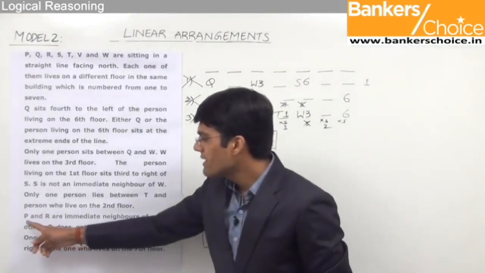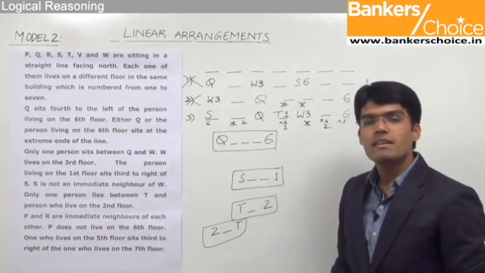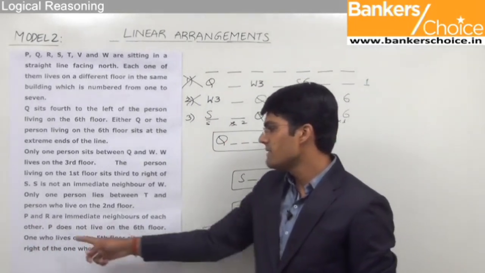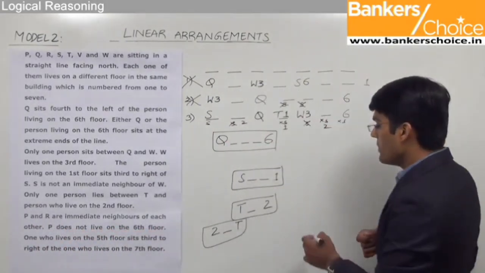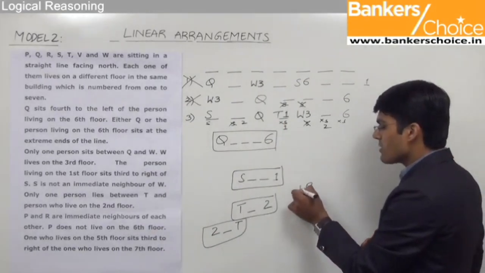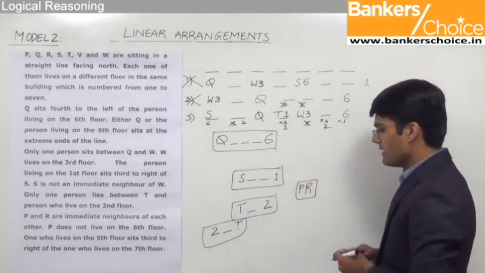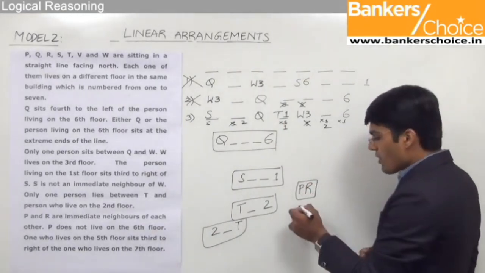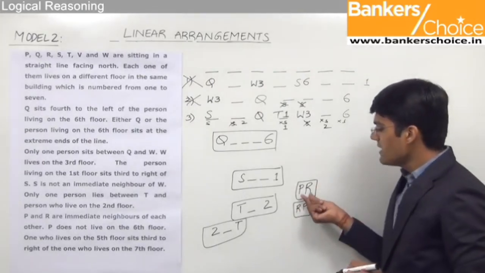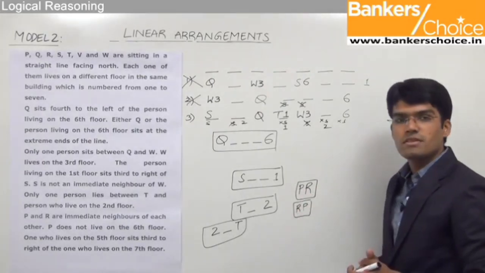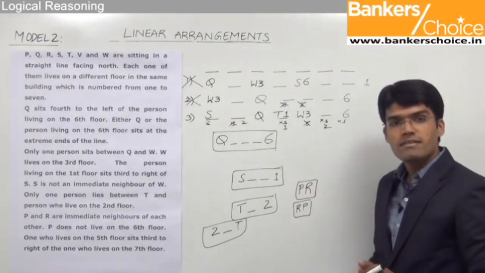The next statement here is P and R are immediate neighbors of each other. And if we see, P does not live on 6th floor. So very clearly, P and R are immediate neighbors of each other, so they should come together. So either this is the possible case or this is the possible case, as in both the cases we see P and R are immediate neighbors of each other. And P should not come on 6th floor.